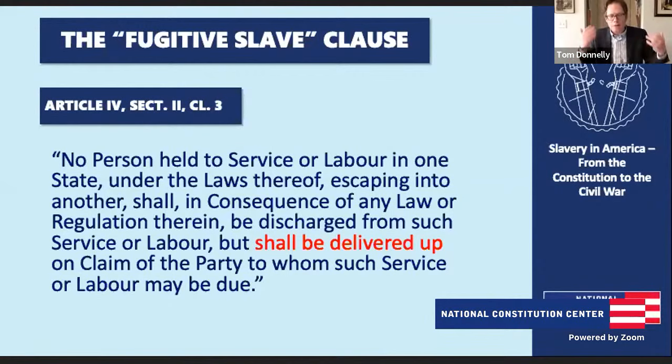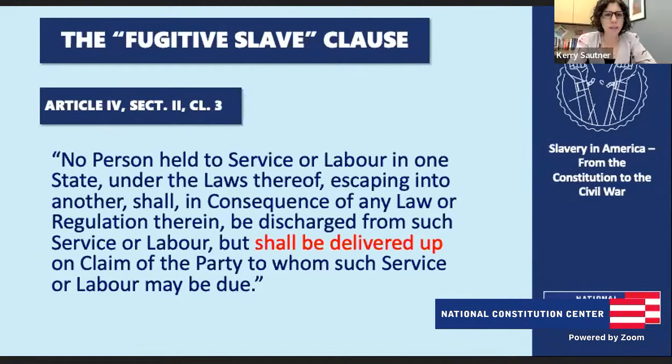The delegates unanimously approve of this clause, but it results in Congress passing fugitive slave acts once the Constitution's in place. Debates over how much power Southern slaveholders have to go into northern states, and how much northern states have to actually help them retrieve formerly enslaved people, are a big topic of both political and constitutional debate throughout the period before the Civil War.